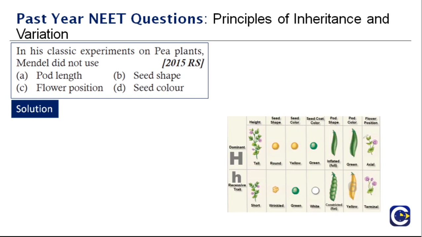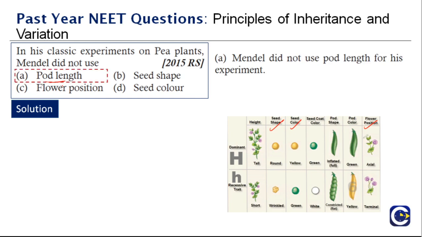So, what is the correct answer? Did he see the seed color? Yes, he saw seed color. Seed shape? Yes. Flower position? Yes. So, what he did not see was the pod length. So, the correct answer is A.